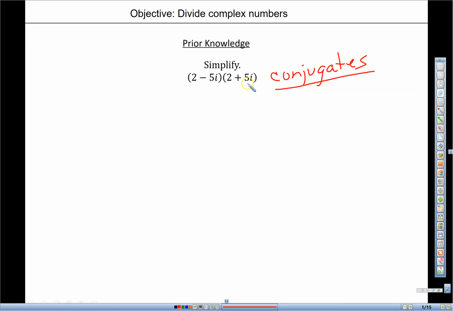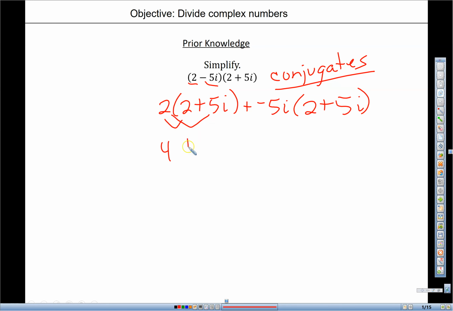So when we multiply, we distribute twice. So we take this 2 and distribute it to the second complex number. Then we take that negative 5i, distribute it to the second complex number, and we have our 2 times 2, which is 4, 2 times 5i, which is a positive 10i, negative 5i times 2, which gives us a negative 10i, and then we've learned to be super careful here. We have a negative 5 times a 5, which is negative 25, and we have an i times an i, which is an i squared.